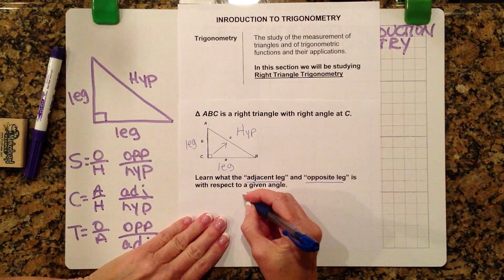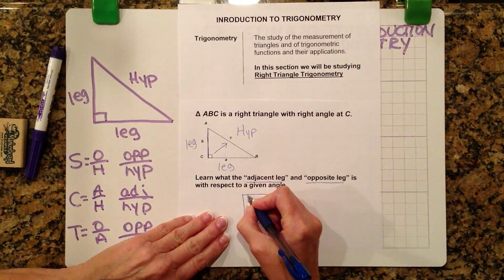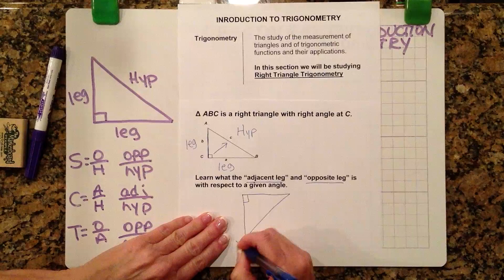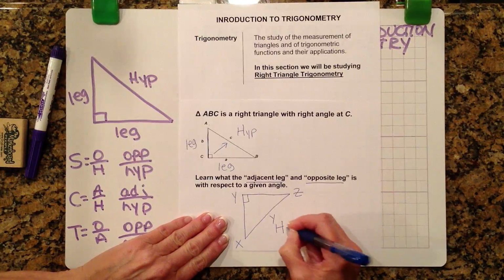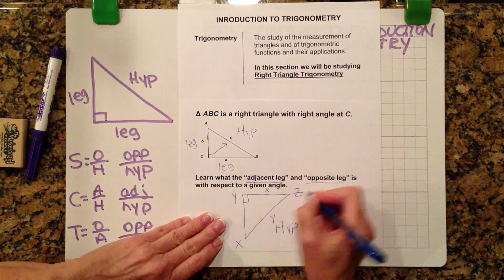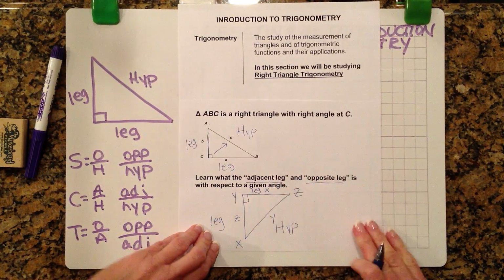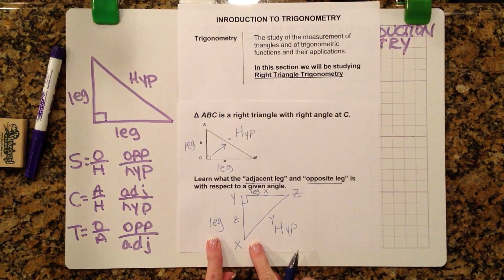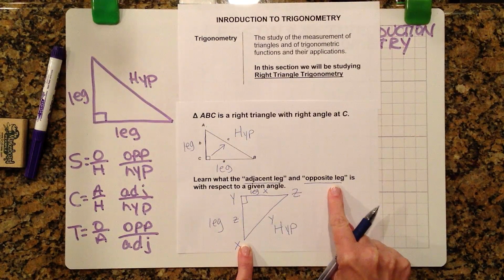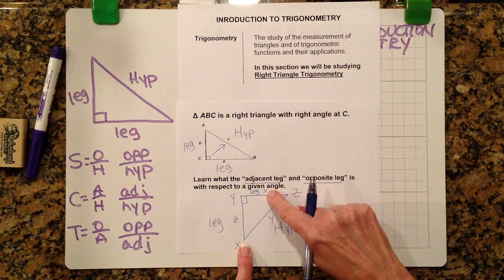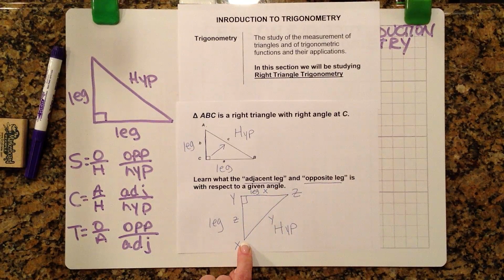So let's look at this again. I'm going to draw another triangle right here. And this is going to be X, Y, Z. Okay, so this is side Y, that's a hypotenuse. This is side X, and this is side Z. So this is a leg, and this is a leg also. Okay, so with respect to angle X, what's the adjacent leg? It's going to be Z. What is the opposite leg? Look across. It's kind of like looking on the opposite side of the room. Look across, it's leg X.